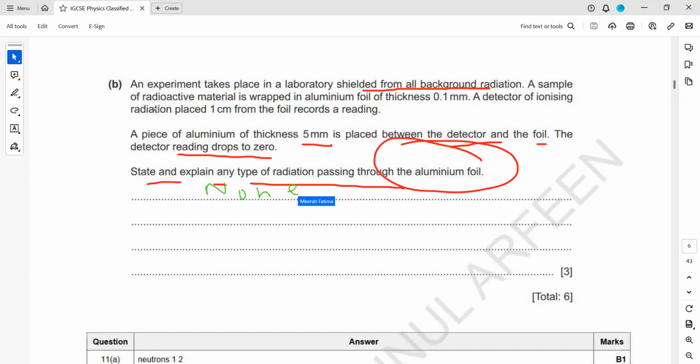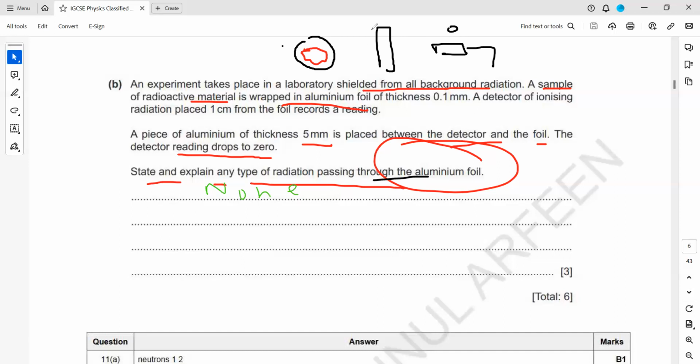So first, a radioactive source is there, a sample of a radioactive material wrapped in aluminum foil. Say this is a sample of radioactive source and we wrapped it in aluminum foil. And then we place a piece of aluminum of thickness 5 millimeter. So there's a 5 millimeter aluminum placed and the detector records 0. State and explain any type of radiation passing through the aluminum foil.